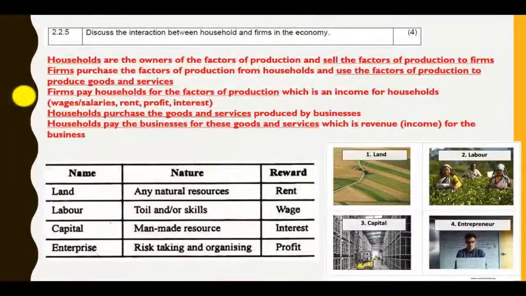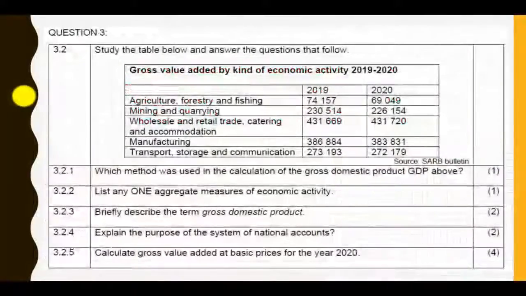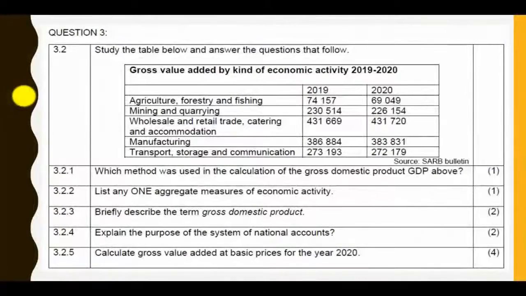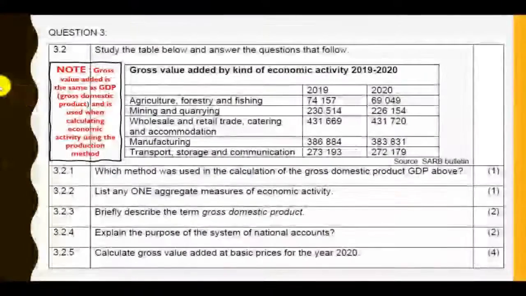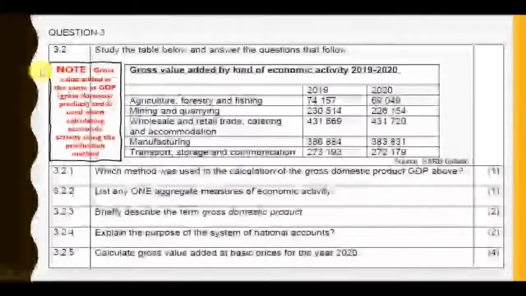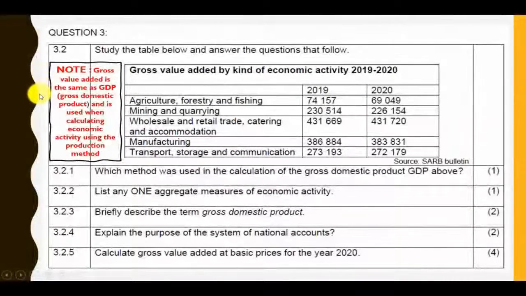Still on macroeconomics, and this is to do with our national income calculations, our national income aggregates. So before we answer the question, there are just a few things that I wanted to point out to you if you have a look at this table. So the first thing, can you see that they've got at the top here gross value added? Now remember, just a reminder, gross value added is the same as GDP.